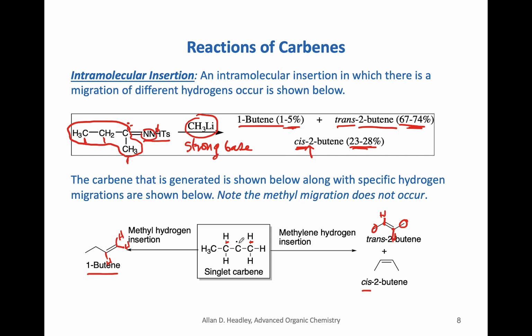Notice again that this does not migrate into this bond here, which does not result in a methyl migration. Why? Because the hydrogen migration is preferred over the methyl migration. So here are the products, and here is the explanation of the products.